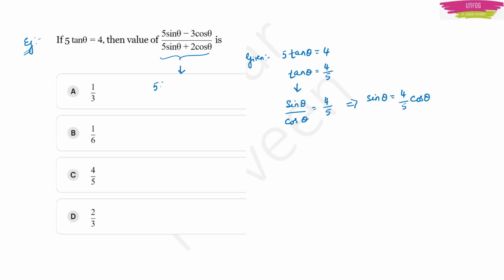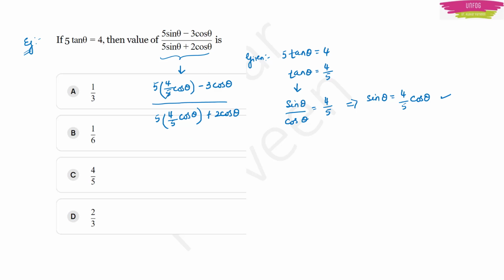Whatever the value of sin theta we are getting, what is it? It is 4 by 5 cos theta. Just write it down here, 4 by 5 cos theta. Then don't change cos theta. We want the same term in the entire equation so that we can cancel things. So I am writing sin theta in terms of cos theta and I am not disturbing the cos theta value, as it is I am keeping.